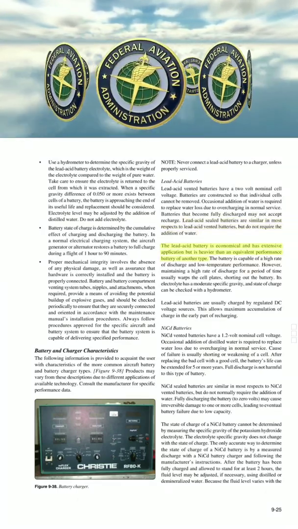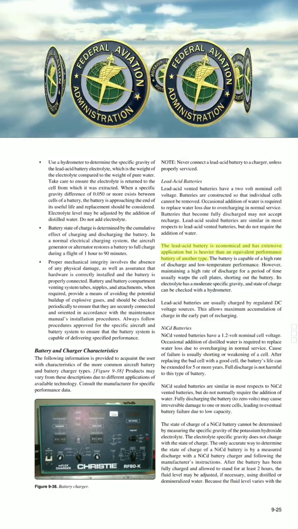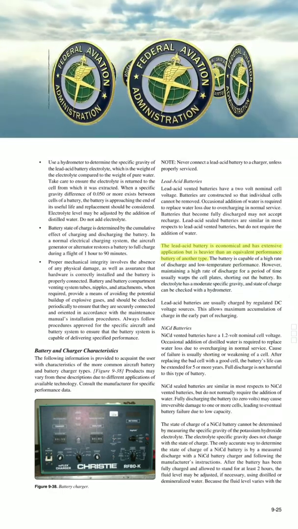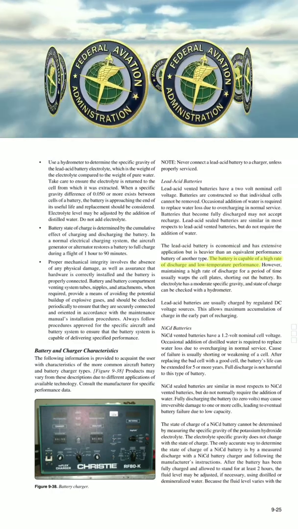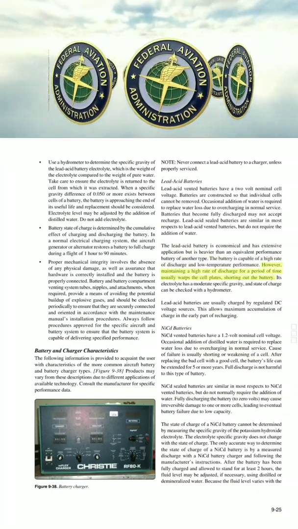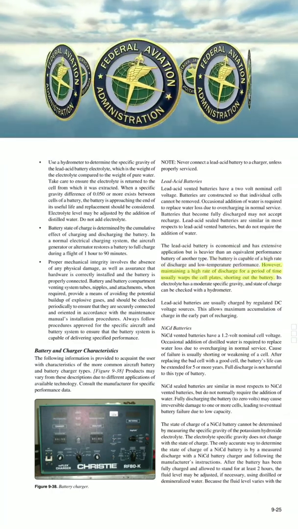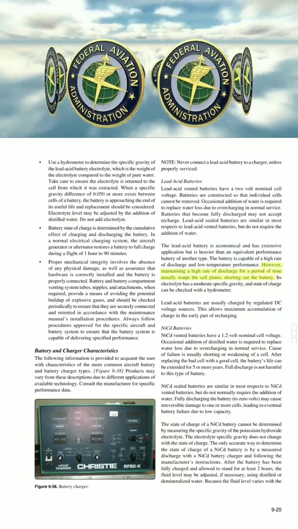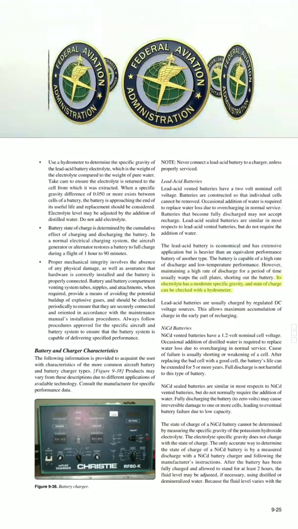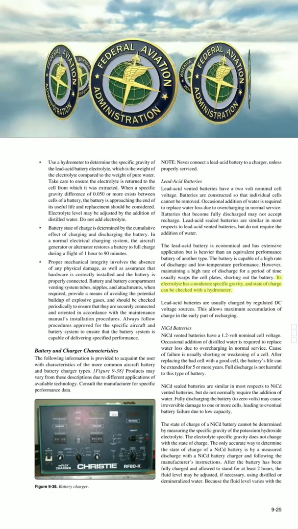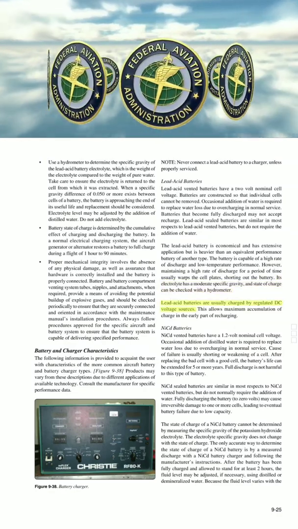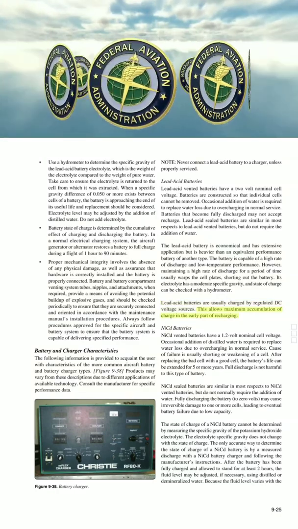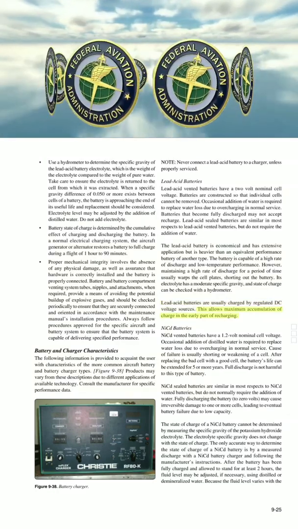The lead-acid battery is economical and has extensive application, but is heavier than an equivalent performance battery of another type. The battery is capable of a high rate of discharge and low temperature performance. However, maintaining a high rate of discharge for a period of time usually warps the cell plates, shorting out the battery. Its electrolyte has a moderate specific gravity, and state of charge can be checked with a hydrometer. Lead-acid batteries are usually charged by regulated DC voltage sources. This allows maximum accumulation of charge in the early part of recharging.